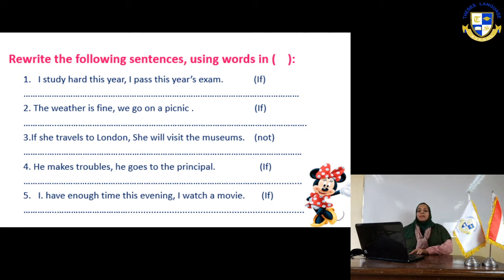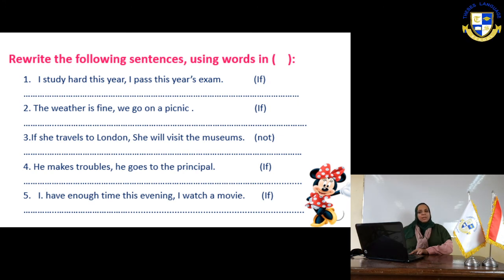Number 3, if she travels to London, she will visit the museums. I want to change this form to a negative form. Now, if she doesn't travel to London, she won't visit the museums. If she doesn't travel, she won't visit. Both are negative forms.